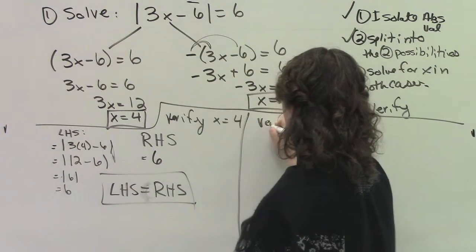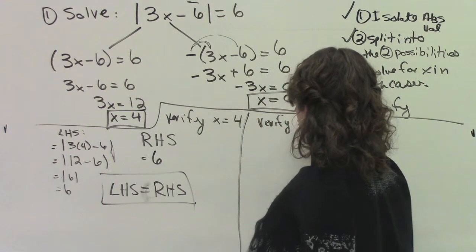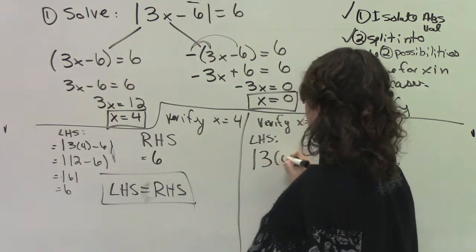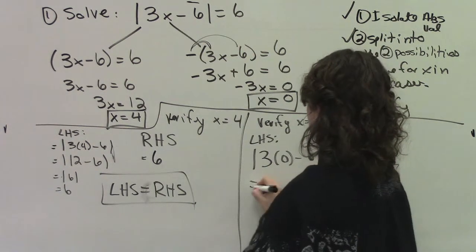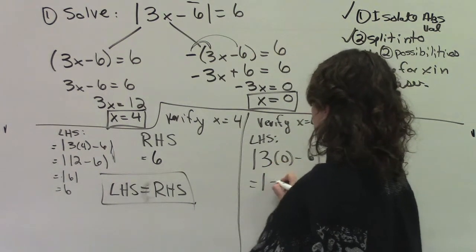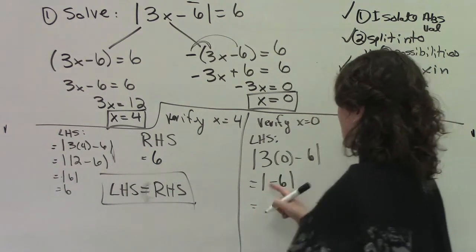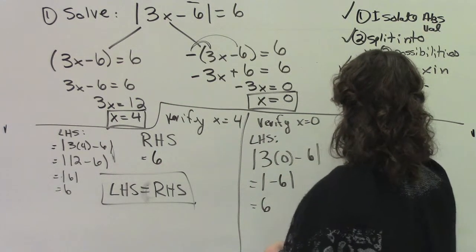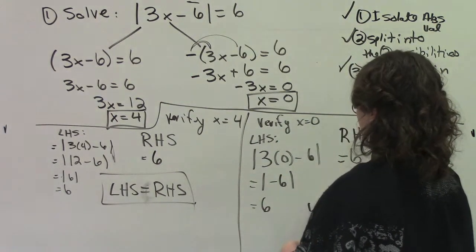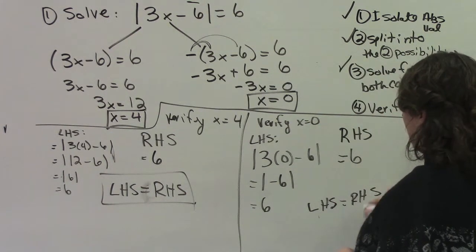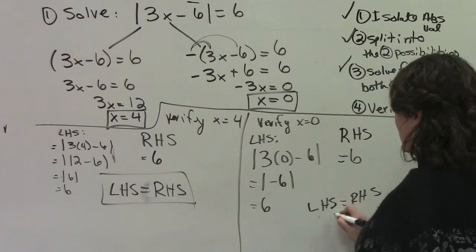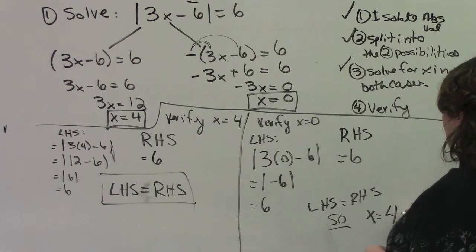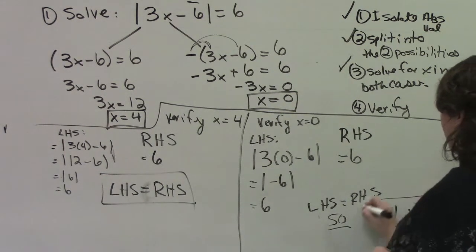Now I want to verify my other answer. Left-hand side is the absolute value of 3 times 0 minus 6, which is 0 minus 6, which is negative 6. The absolute value of negative 6 is positive 6. You see where this is going. Right-hand side equals 6. Left-hand side equals right-hand side. So, x equals 4 and x equals 0.